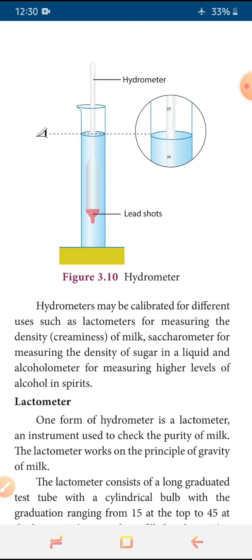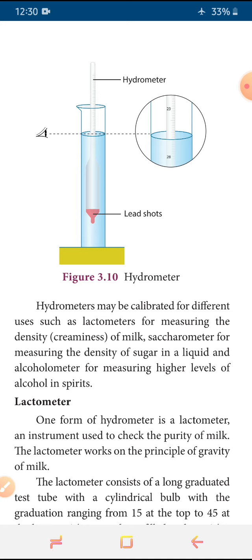So when it is immersed into the liquid, an equal weight of the liquid is displaced here. This is the principle we are using in this hydrometer. Using this hydrometer, we can use it as a lactometer to check the density of milk, a saccharometer for measuring the density of sugar liquid, and an alcoholometer is used to measure the high levels of alcohol in spirits.